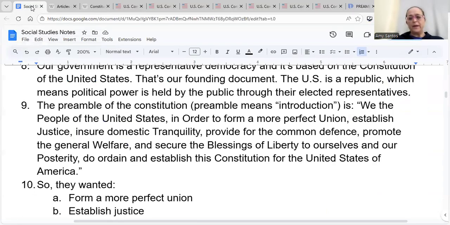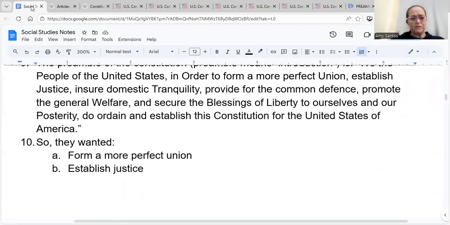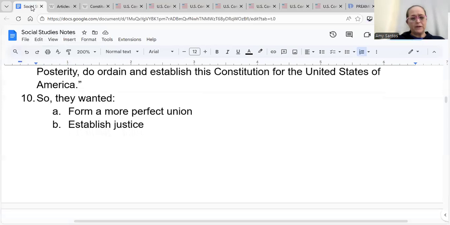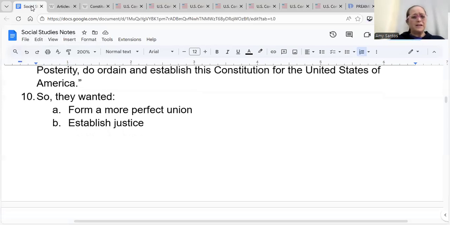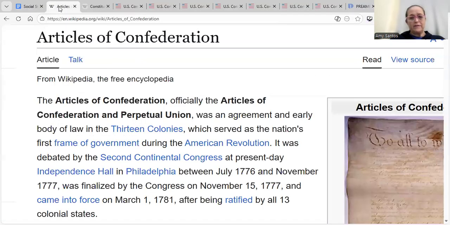So that's the preamble. What was the purpose of this? They said it was to form a more perfect union. What are they talking about? Well, before the US Constitution, they had the Articles of Confederation. You don't need to know a lot about that. You just need to know that it existed. It was just this loose agreement between the 13 colonies.